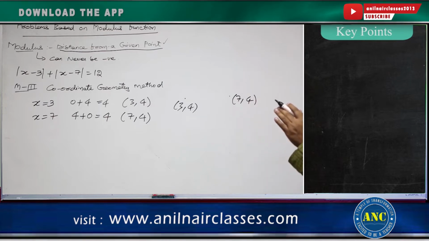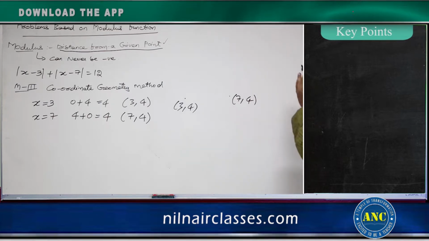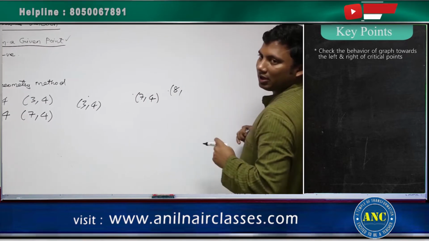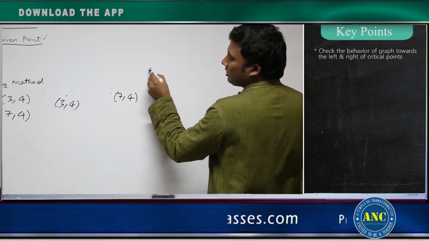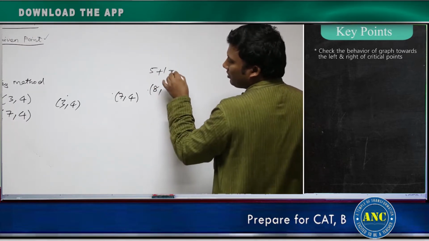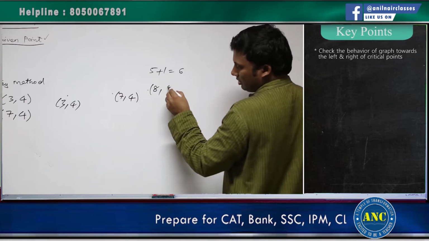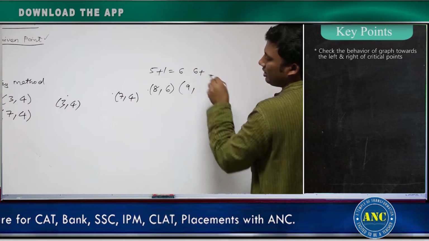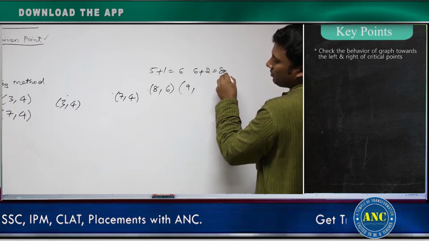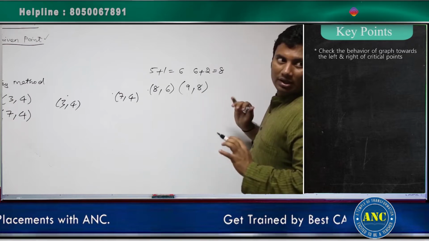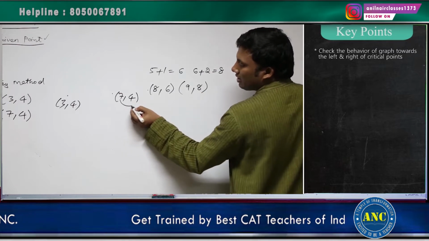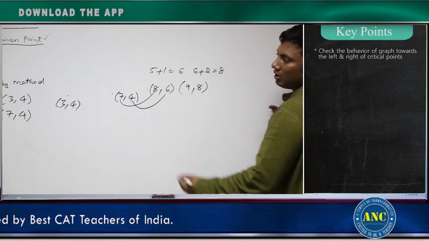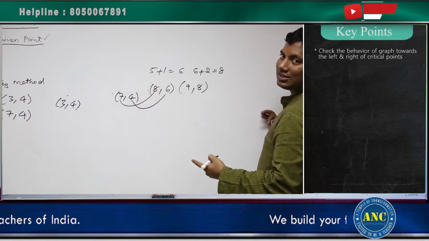Let me see the behavior of this graph to the right side of 7 or to the left side of 7. Now let me take 8. Let me see what is happening. 8 minus 3 is 5. 8 minus 7 is 1. What is 5 plus 1? 6. If I take 9, let me see what is happening. 9 minus 3 is 6. 9 minus 7 is 2. 6 plus 2 is 8. If you see here, increasing x by 1, y is increasing by 2. Are you all with me? Now, but according to the question, what is the right hand side? 12.